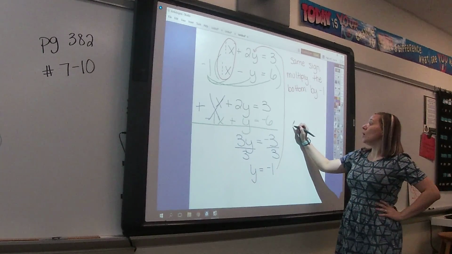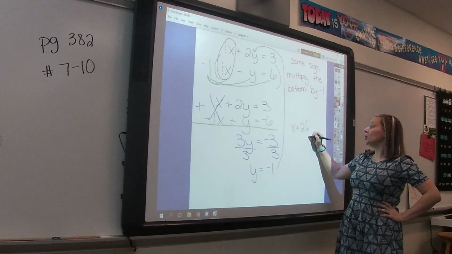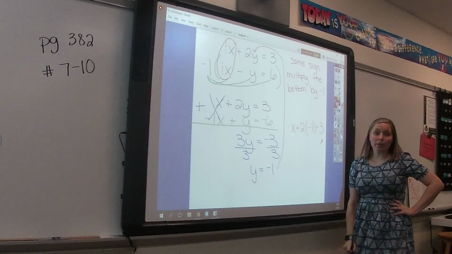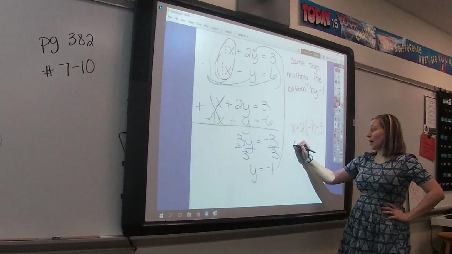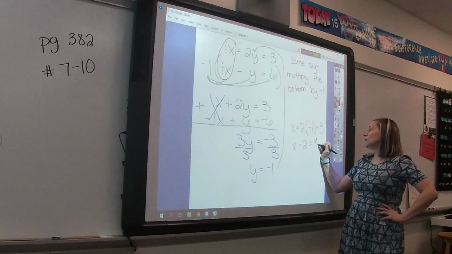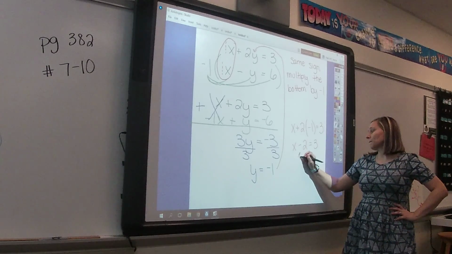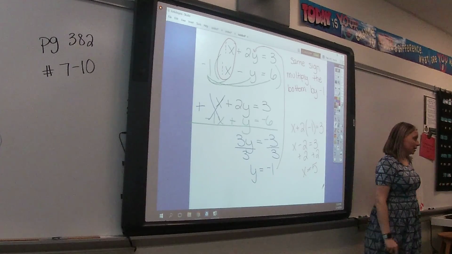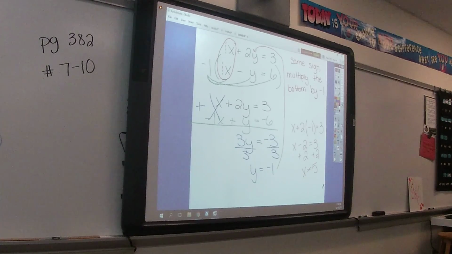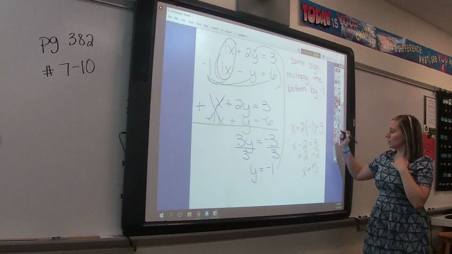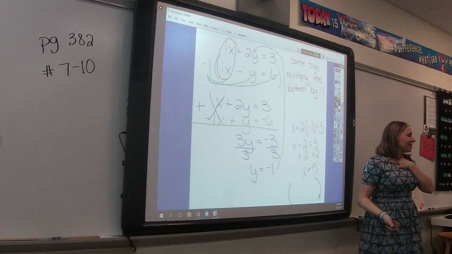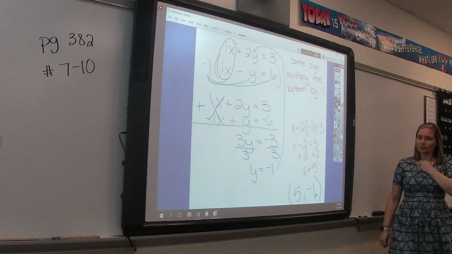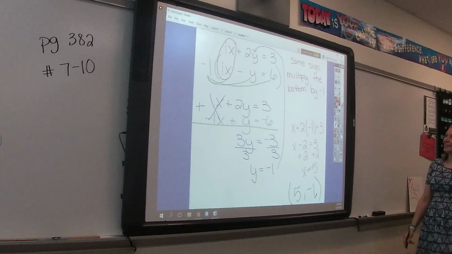So I now have x plus 2 times -1, which is gonna be equals 3. -2, right? So now I'll have x minus 2 equals 3, and then x equals 5. Yes. How else can I write this answer? -1, 5. Right, why do I need the 5 first? Because it's the x value. Yep, other way. Yeah, you said it right.